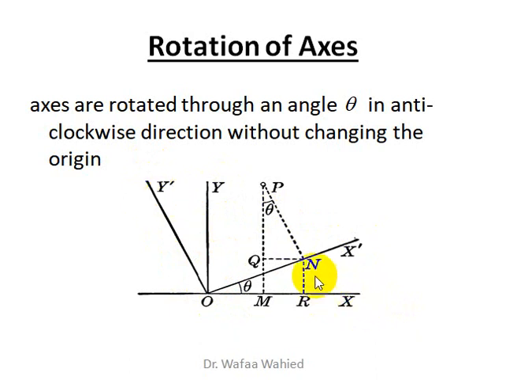The point B will have two coordinates. The first coordinates are x and y with respect to the xy plane, and the second coordinates are x dash and y dash with respect to the x dash y dash plane. So there is a relation between the new coordinates of the point B and the old coordinates of the point B.